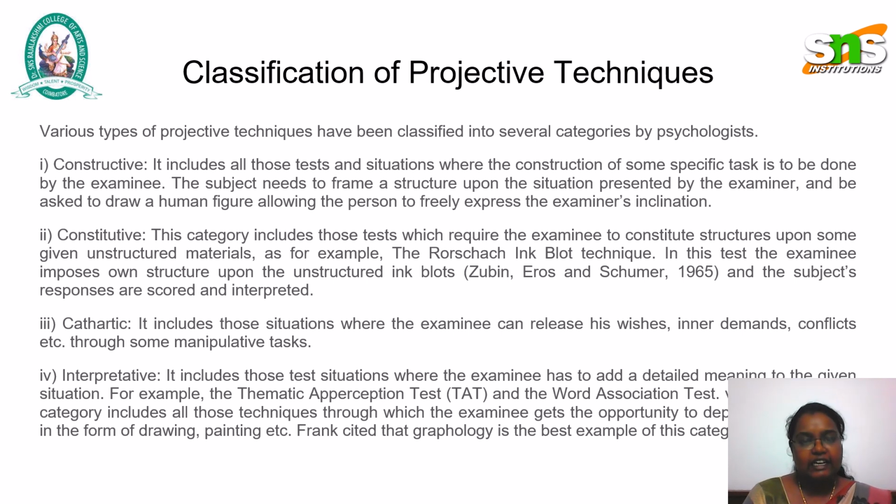Constitutive. This category includes those tests which require the examinee to constitute structures upon some given unstructured materials, as for example, the Rorschach ink blot test technique. In this test, the examinee imposes own structure upon the unstructured ink blots and the subject's responses are scored and interpreted. Cathartic. It includes those situations where the examinee can release his wishes, inner demands, conflicts, etc.